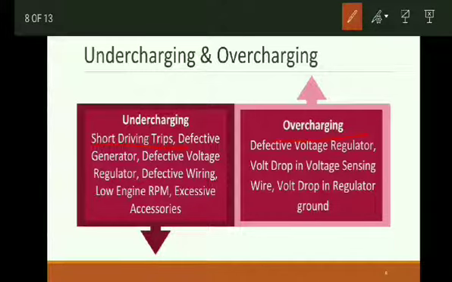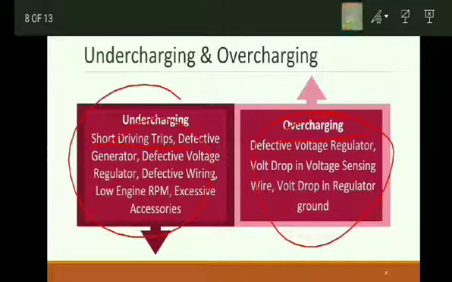Now overcharging is basically when there is a defective voltage regulator, which is not sensing the right voltage, and the voltage is above the limit that the battery could handle, or there's a sudden voltage drop due to the voltage sensing wire, or a voltage drop in the regulator ground. So these are all the reasons for overcharging and undercharging.